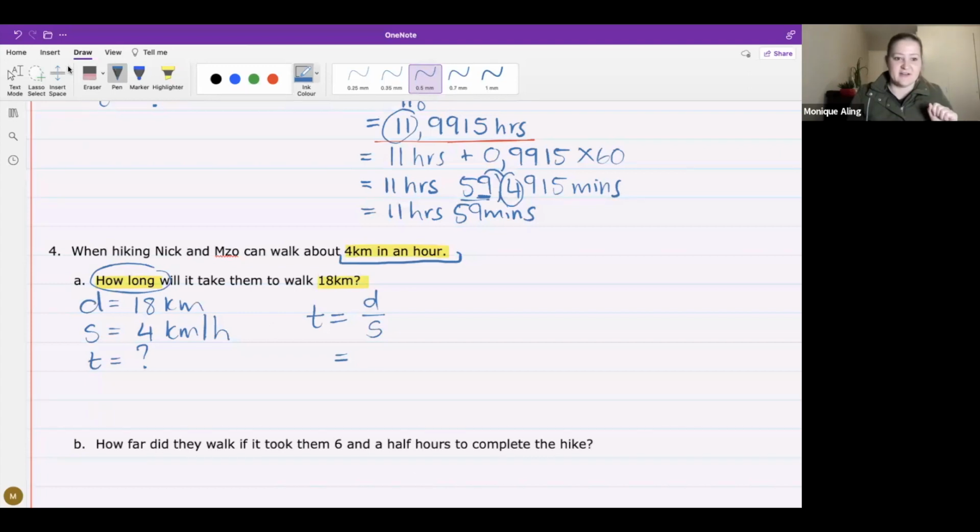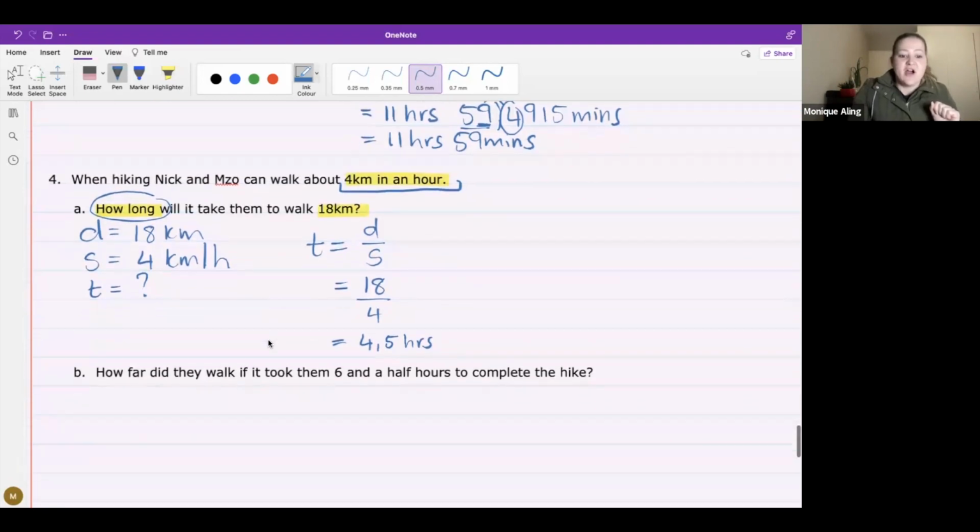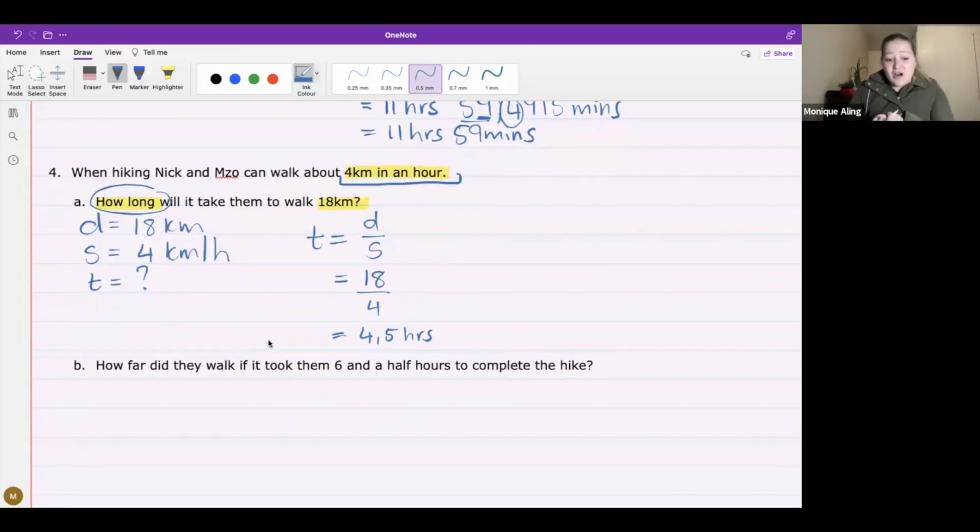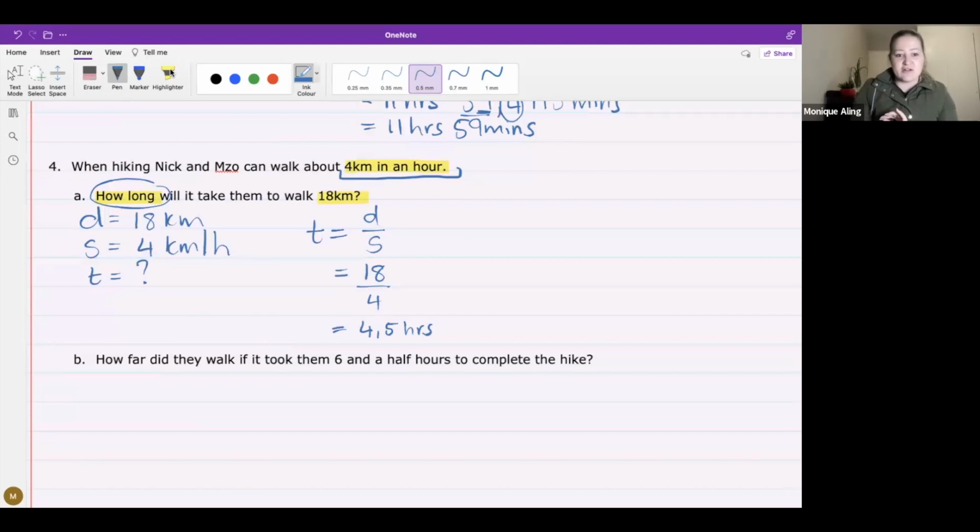Fantastic. Great. Okay, so that ended up being 18 over 4, which gives you 4,5 hours. Well done, everybody. I'm going to end on a good note, it looks like it. Okay, 4B, how far did they walk if it took them 6.5 hours to complete the hike? How far did they walk? So how far means distance. We've got a time of 6.5 hours.